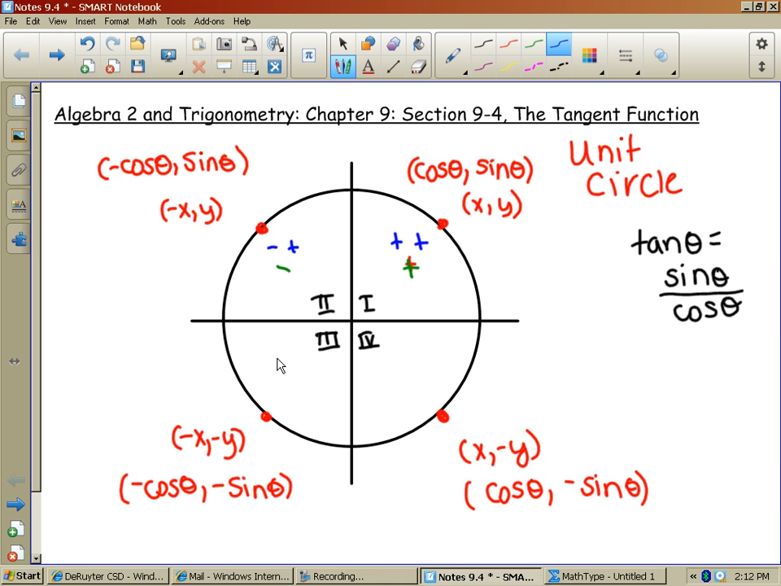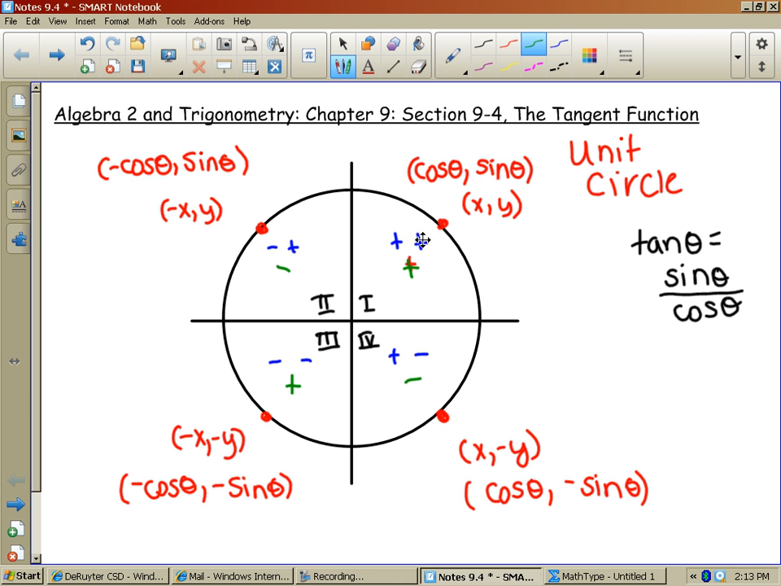Third quadrant, cosine is negative, sine is negative. So if we divide those two, negative divided by a negative, we get a positive. Fourth quadrant, positive, negative. If we divide those, we get a negative.